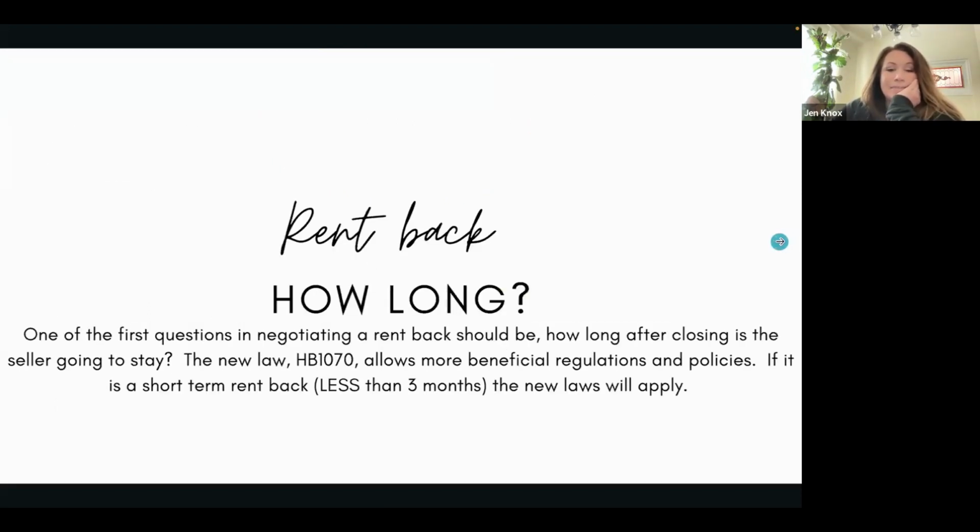must be later in my slides. The second form is just a blank form, kind of like a 34, but it's specifically for doing rent backs. So when you're thinking of rent backs, one of the first questions to be thinking about is how long after closing are they going to stay? HB 1070 only protects that buyer, the landlord, if the rent back is less than 3 months. So if it's just a few weeks, they have the protection of this act. If it is longer than 3 months, it does not apply.